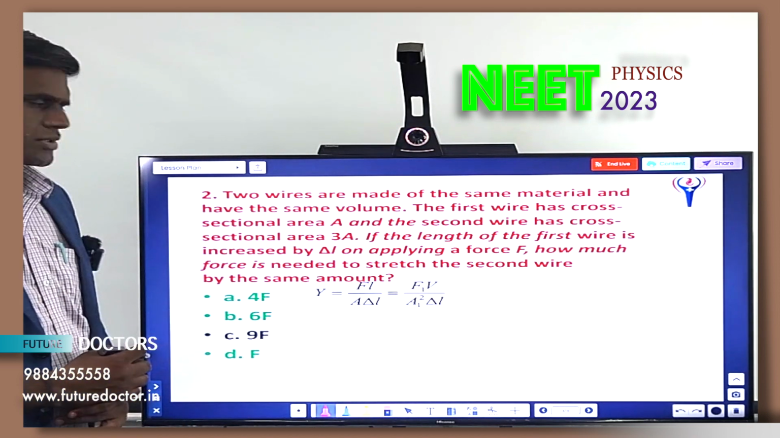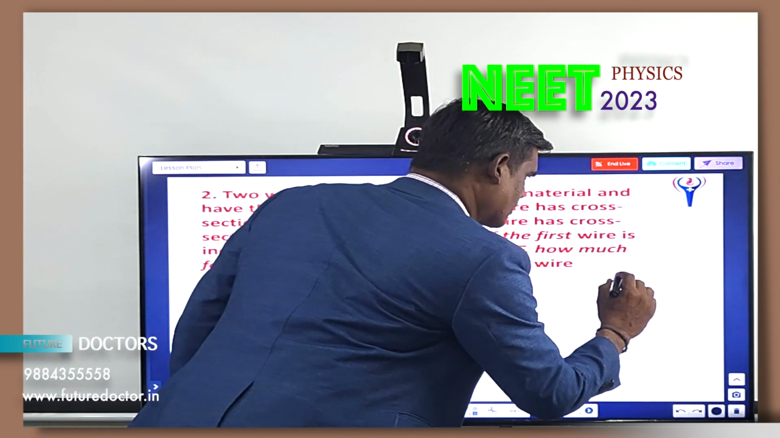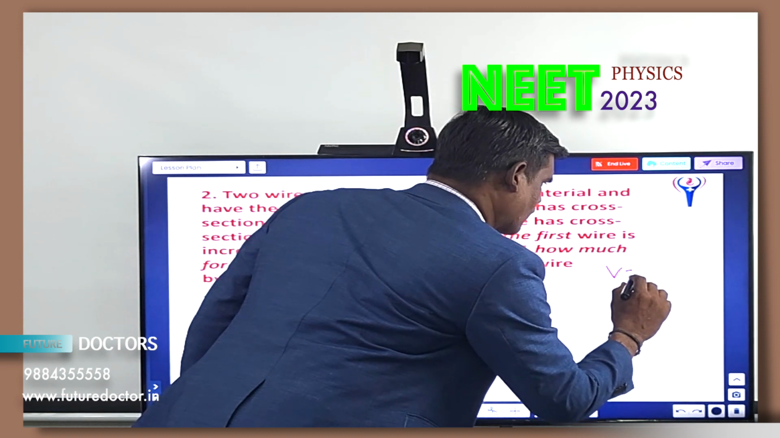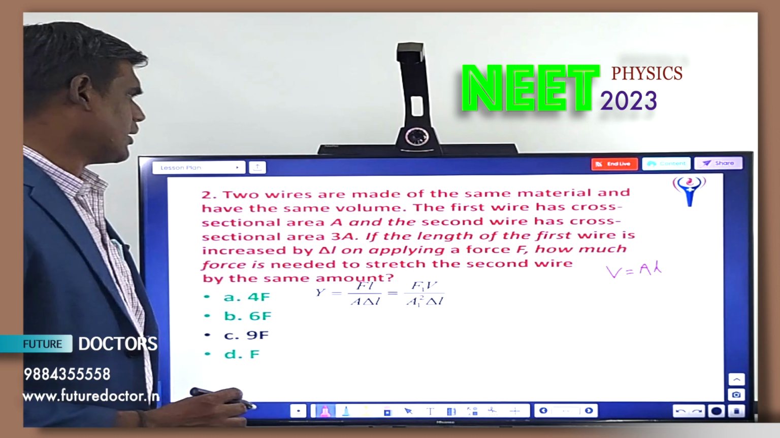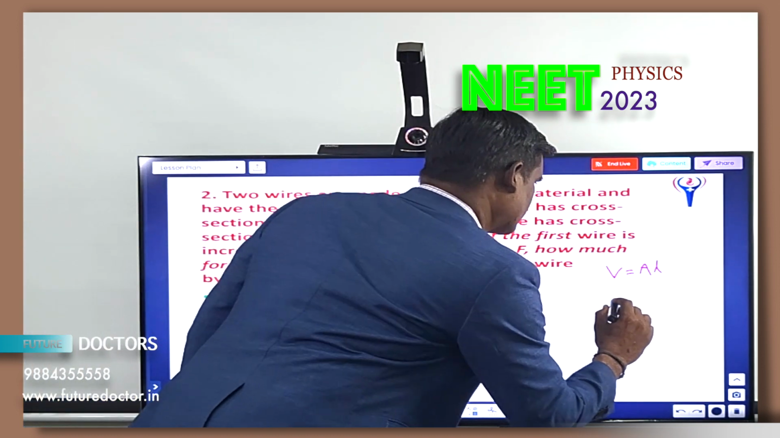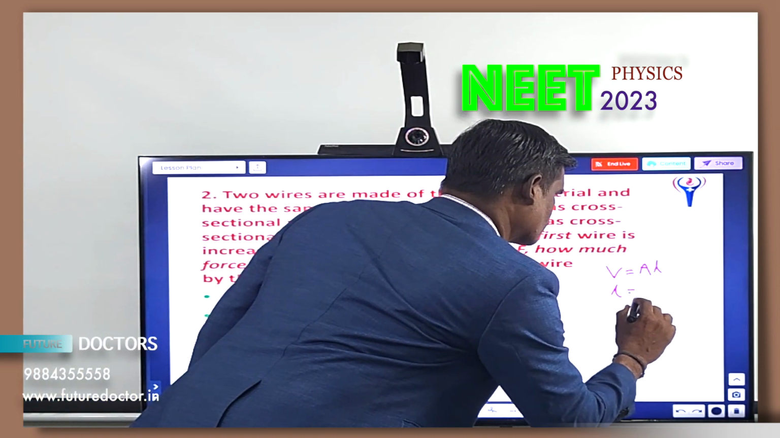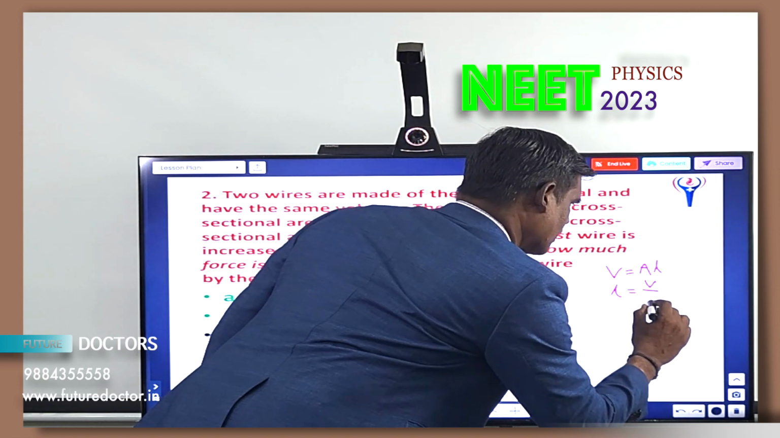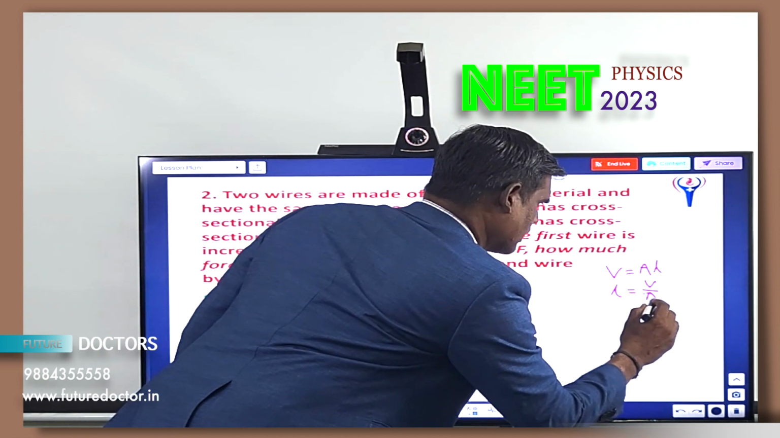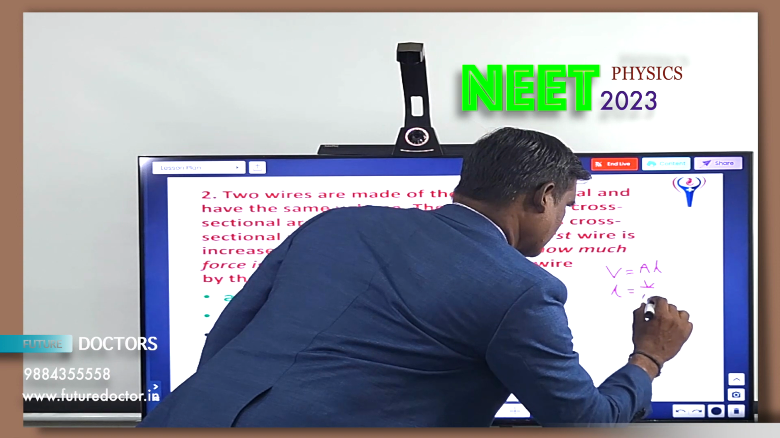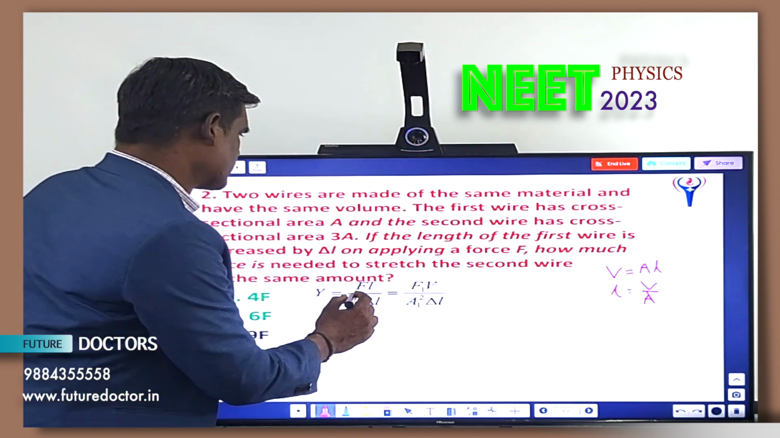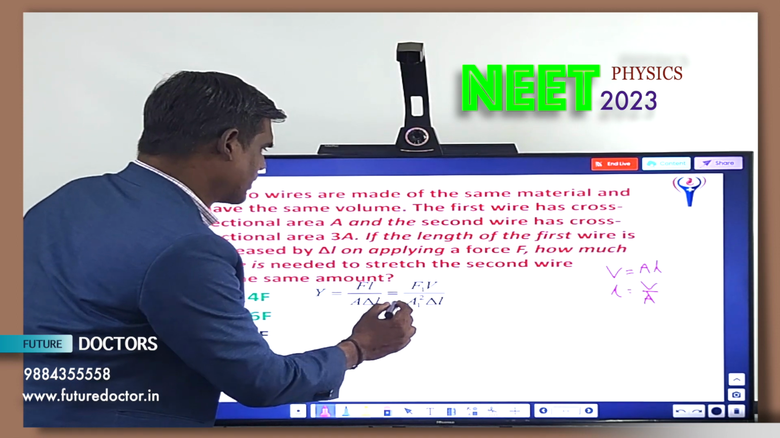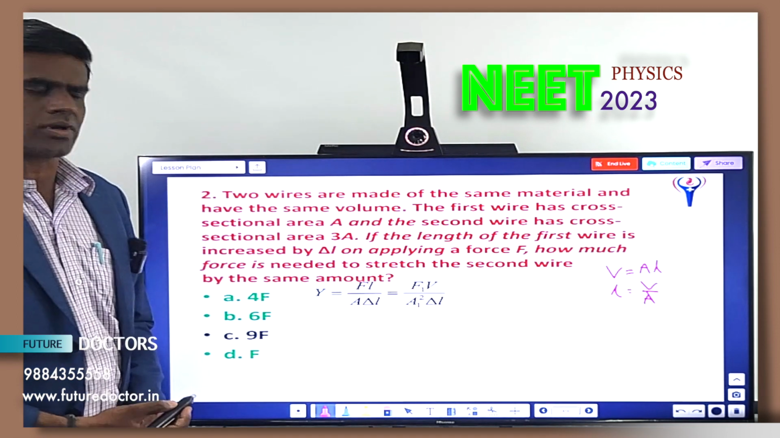And here, same volume. Volume is constant means V equal to area into length. And from this, length L equal to volume by area, L equal to V by A. If you substitute, then FL by A into delta L becomes FV by A square delta L.